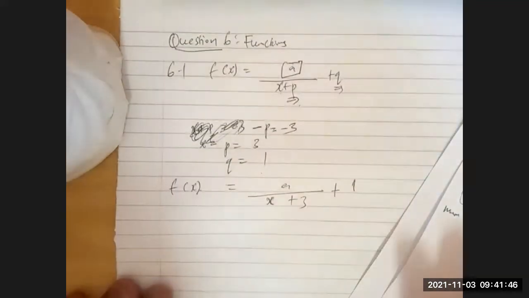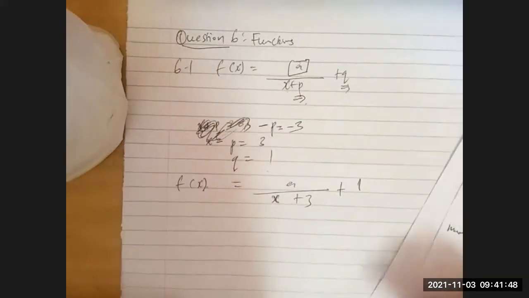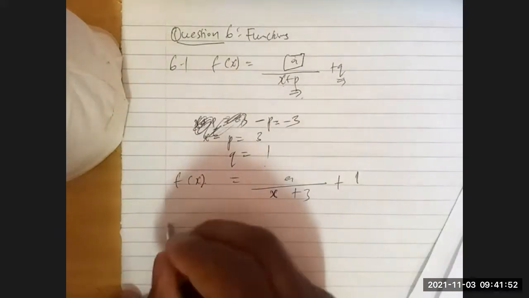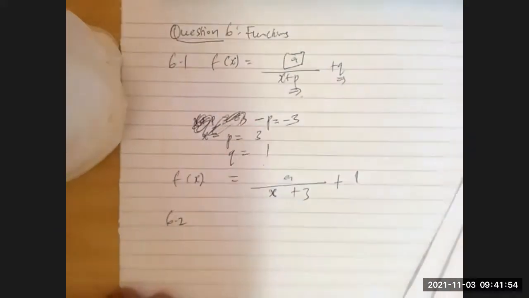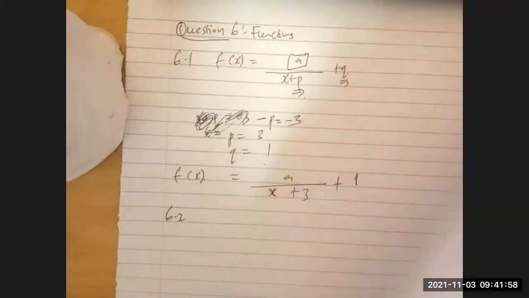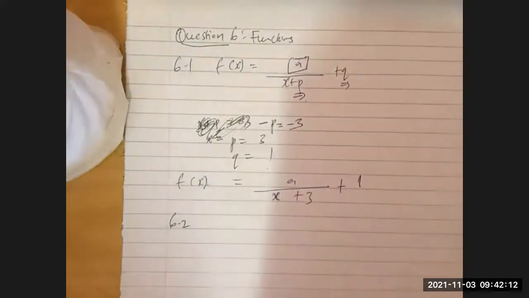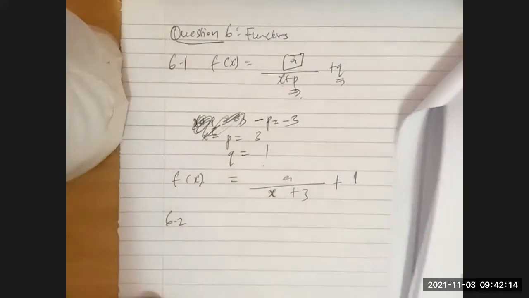So this is the graph of f of x in terms of p. Okay, moving to the next question. What is it that they gave to us? Determine the value of a. How are we going to determine the value of a? They gave us a point on the graph of f, right? We have a point on the graph of f.